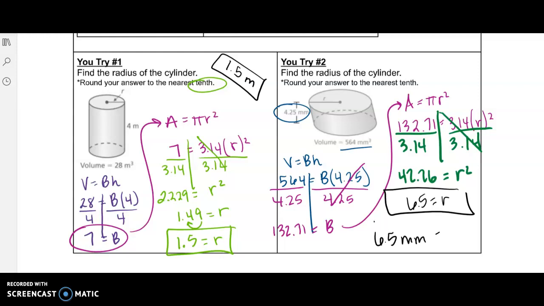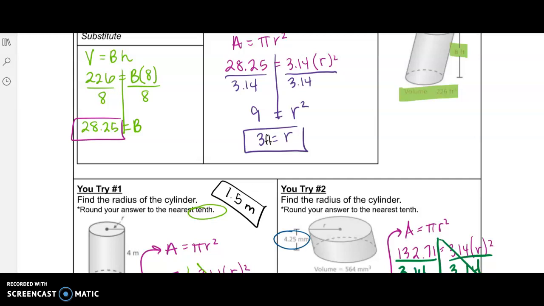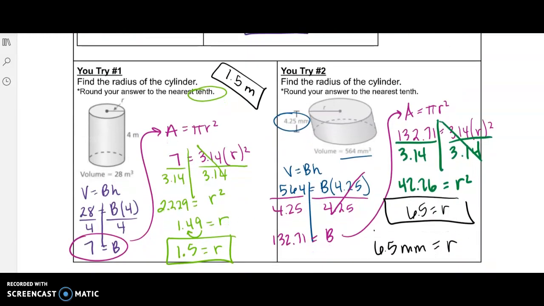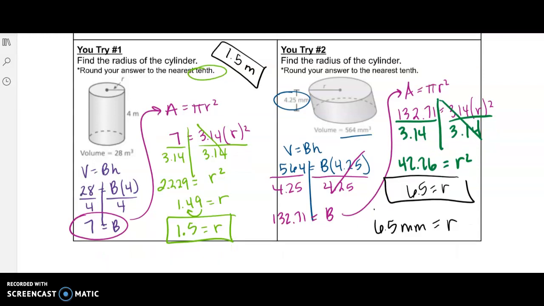So 6.5 millimeters is our radius. So on our first example, 3 times 3 gives us 9, so that was easy because this is a perfect square. While down here, because we have these decimals, it's harder to find those exact numbers. So that's why you need to know how to use the calculator for that.